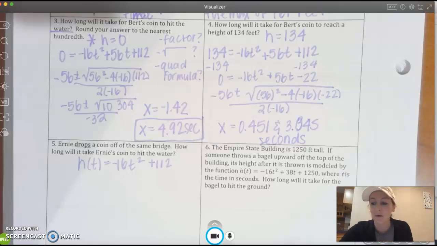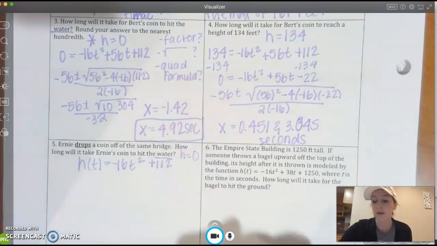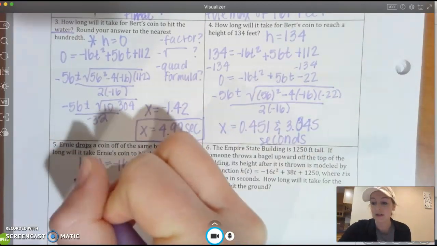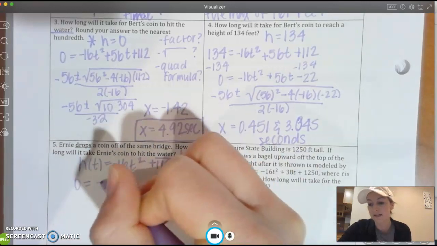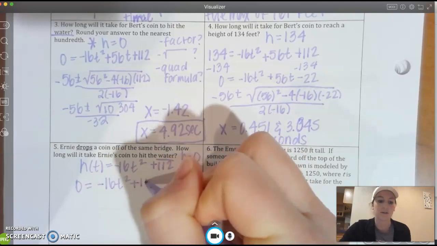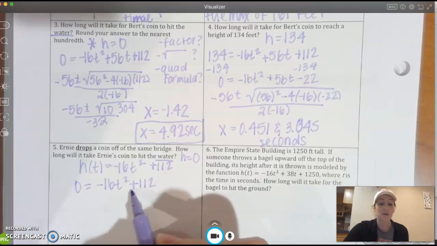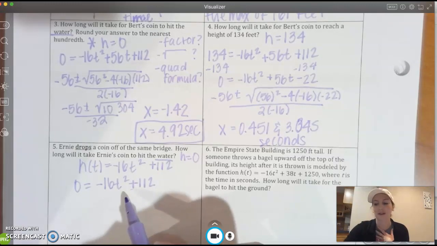Remember, when the coin hits the water, we say that h equals 0. So we would say 0 equals negative 16t squared plus 112. Now we want to think, what's our best option? We could factor, we could use the square root method, or the quadratic formula. Since we do not have a b term here, let's go ahead and use the square root method.